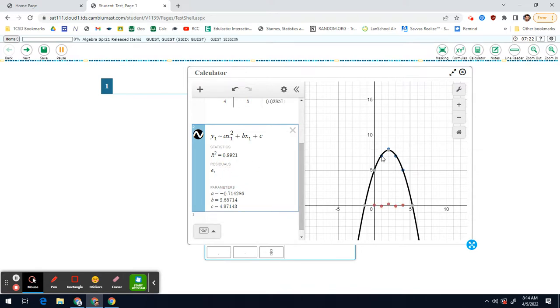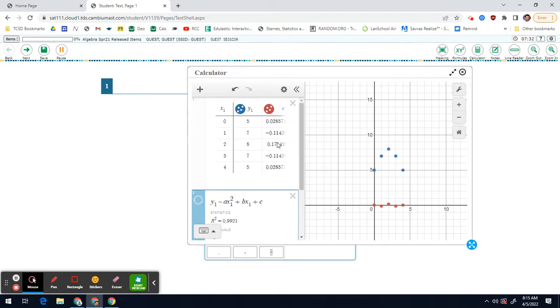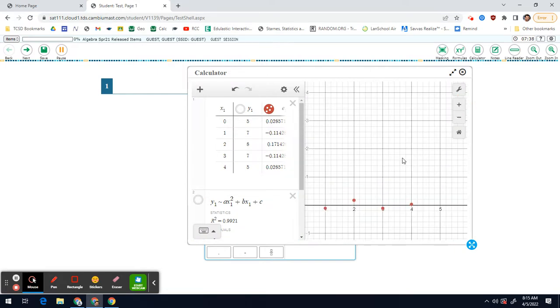So remember, residuals are the distance between these dots and the black curve. Again, they're plotted down here on either side of 0. You can take all these away. You can take the curve away. You can take the residuals away. You can take the data away. You can put the residuals back. You could zoom in on the residuals, you know, all that fun stuff.